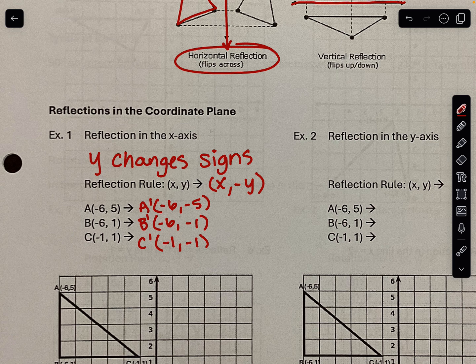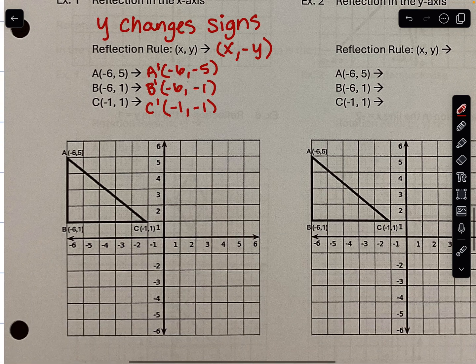All right. Simple enough, yes? If we reflect across the x-axis, we change the sign of the y value. Now, I'll graph these points and I'll show you. So -6, -5 would be here. That would be A prime. -6, -1 is here for B prime. And then -1, -1, C prime.